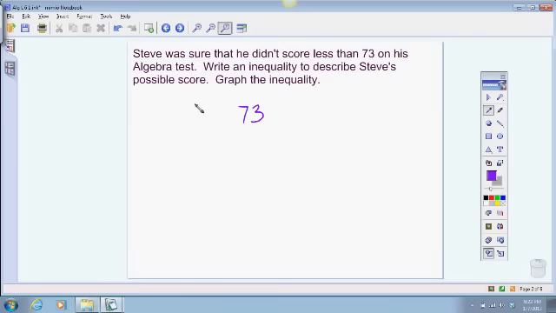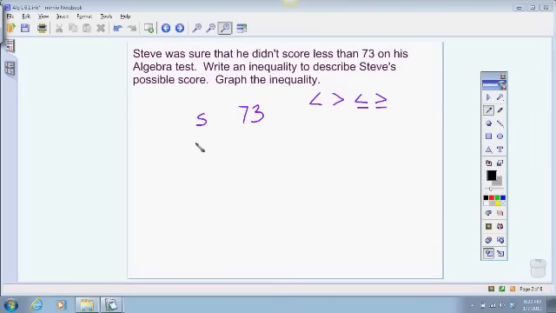And again, use a variable to represent it. Maybe since we're talking about scores here, I'll use S. It doesn't matter what variable you use. Now we have to decide what inequality symbol to put in between the S and the 73. We have less than, greater than, less than or equal to, greater than or equal to. If you're not sure, try some examples.